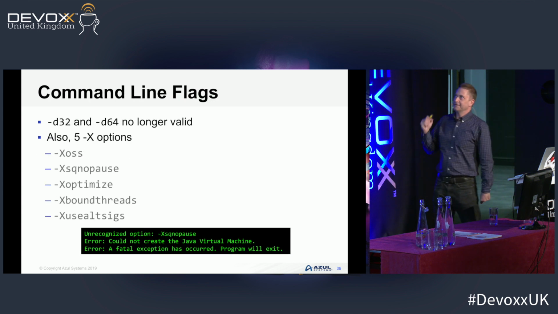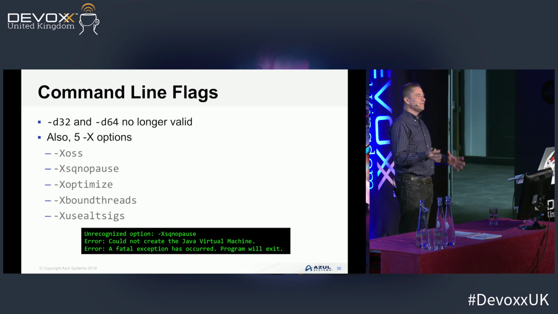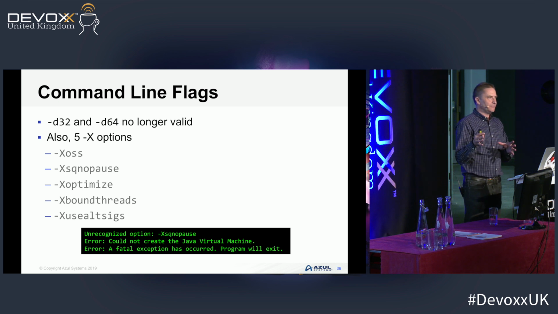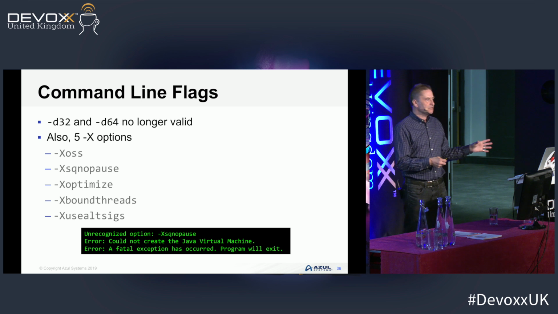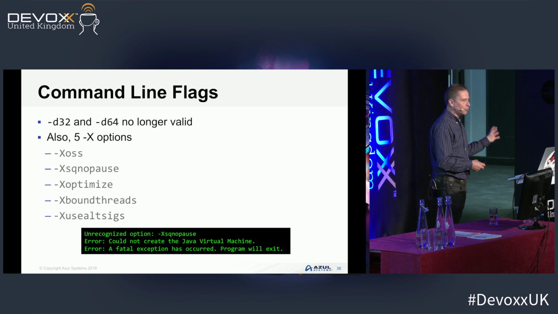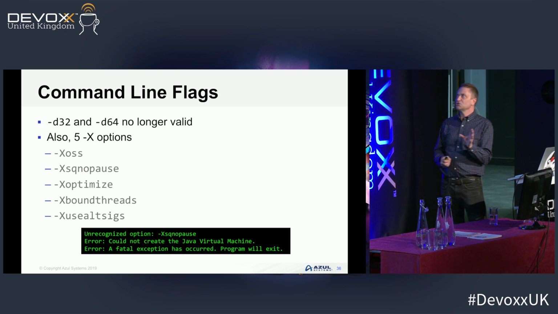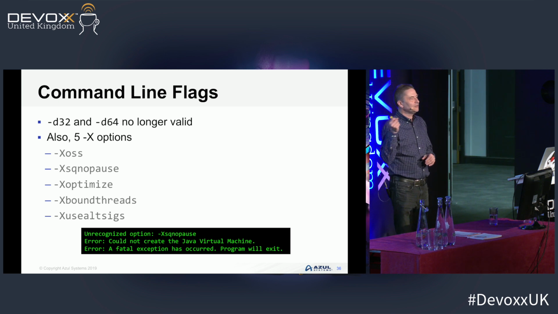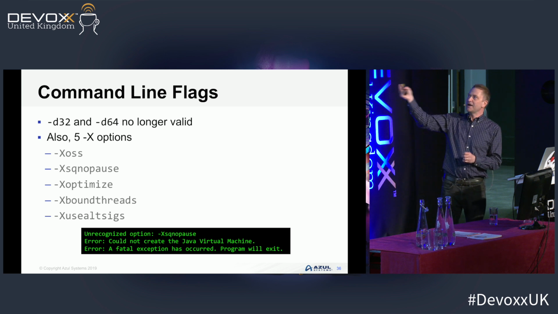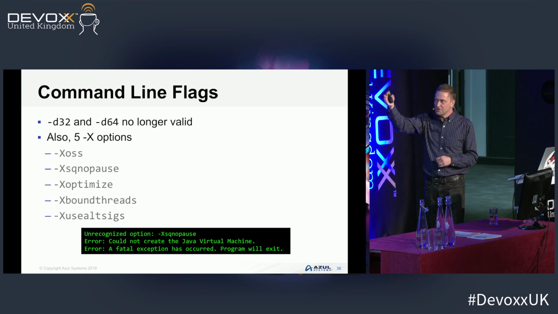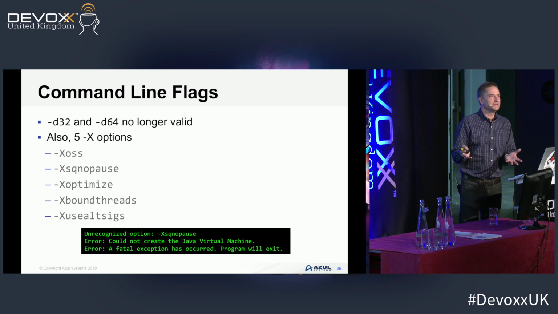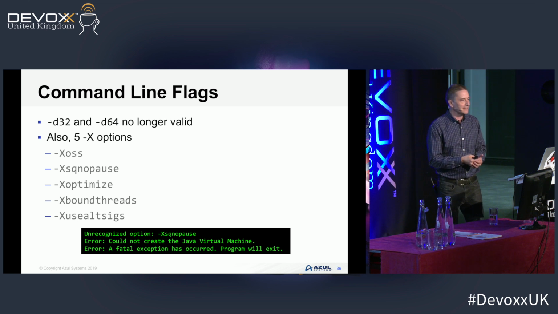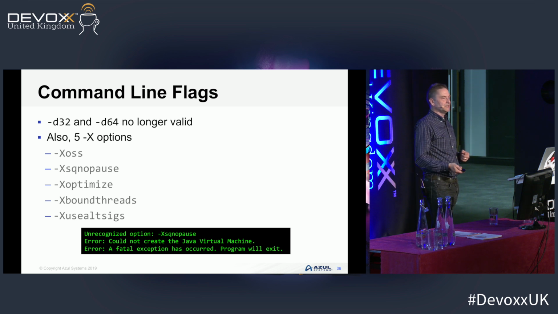Command line flags. Again, some things that have been removed here. So now we've shifted away from the idea of separate 32-bit and 64-bit JVMs. So from Oracle's perspective, there's now only the 64-bit version. So the -d32 and -d64 options no longer work. And then there are 5 -X options that have been removed. I did look some of these up to see if I could figure out what they did. I remember bound threads. I remember using that, and alt signals as well. But things like SQ no pause, I couldn't even figure out what that actually did. So it's probably unlikely that anybody's using that. If you do try and use one of those, again, you'll get an error message saying that the JVM itself couldn't be started up.